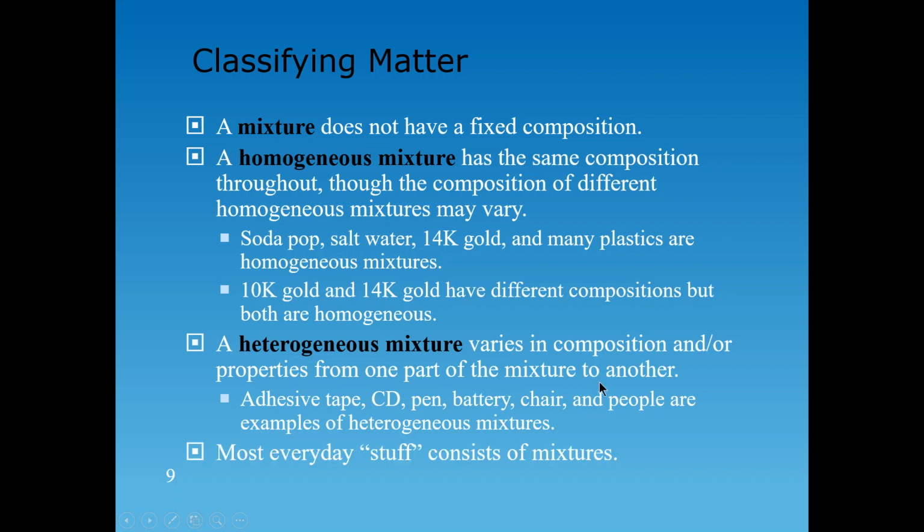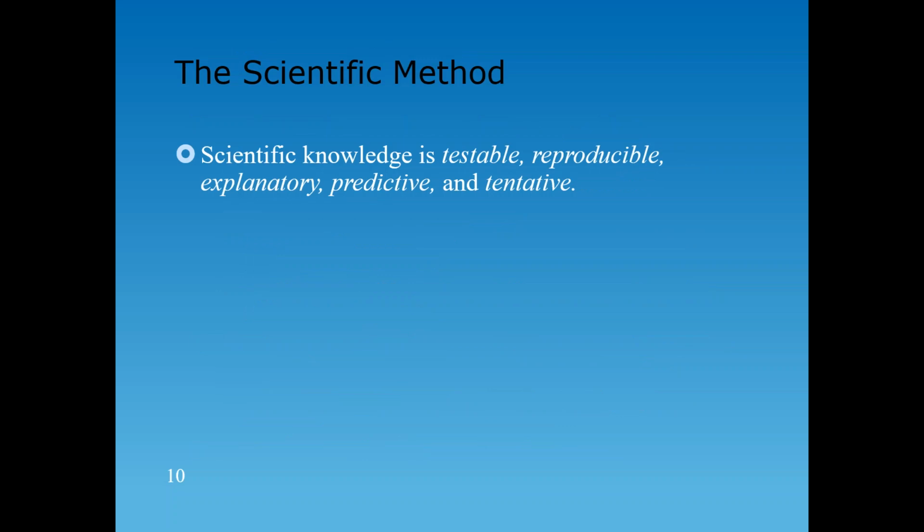Okay, so most stuff that exists in nature exists as mixtures, either homogeneous or heterogeneous mixtures. There are very few instances in nature where you might be able to identify a substance as a pure substance. Okay, we're going to stop here, and the next video will be dealing with the scientific method.